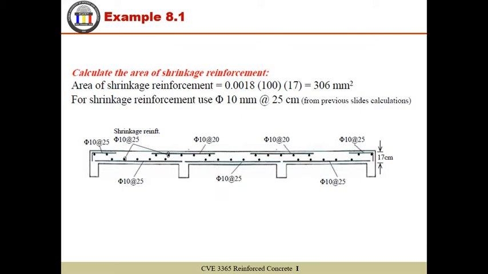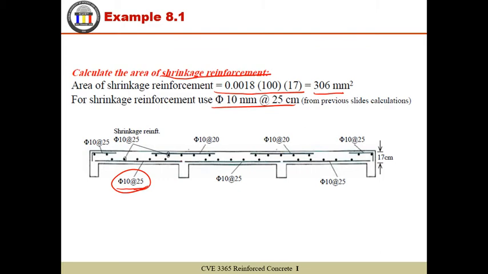Before the detailing, just calculate the area of the shrinkage reinforcement. We said we will go to the table, and from the table, use phi 10 millimeter at 25 centimeter in the long direction. This will be our detailing. As you can see, these bars, this is the negative bar, and this bar, this is the positive bar. Here we have another negative bar, positive bar, negative bar.